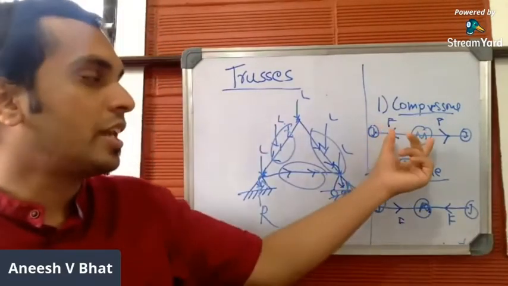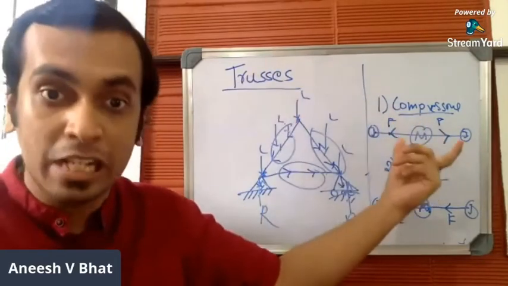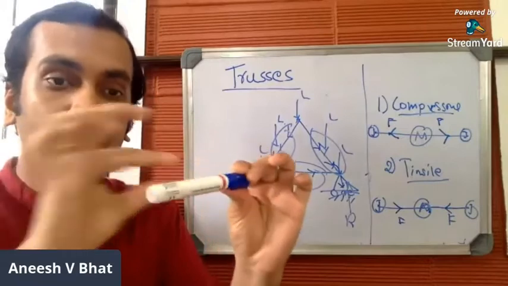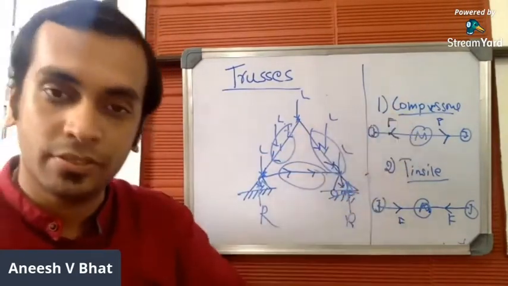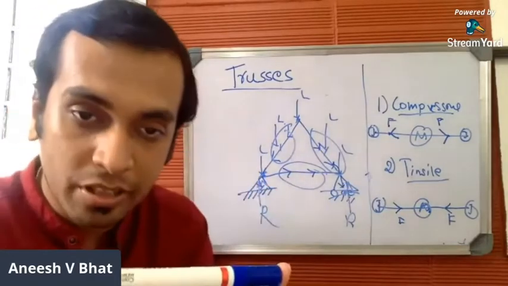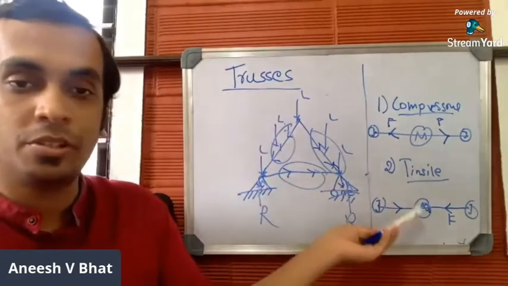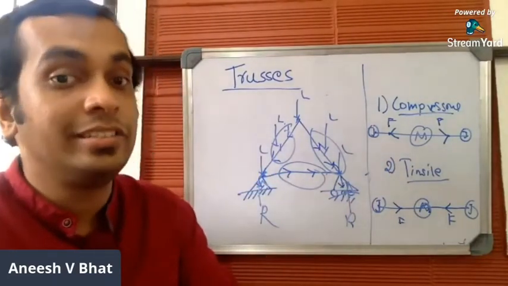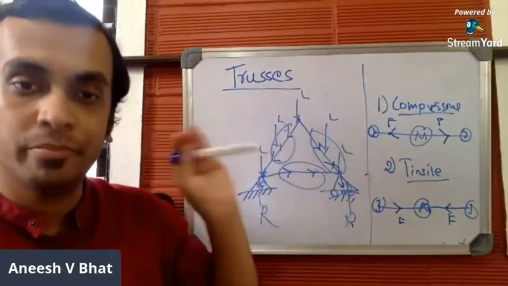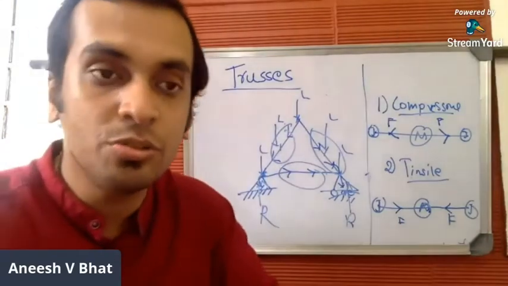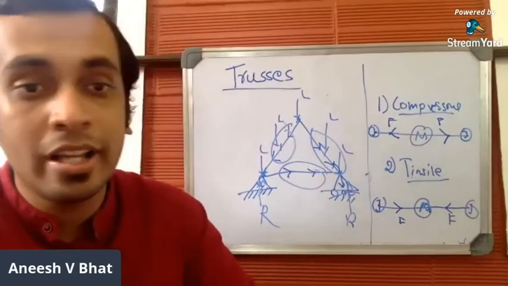If the forces in a single straight member are directed towards the joint, then it carries compressive load. Similarly, if a force is directed away from the joint, as in this particular case, it carries tensile load. These are the two types of loads or forces which run through all straight members in trusses. It can be either compressive or tensile.